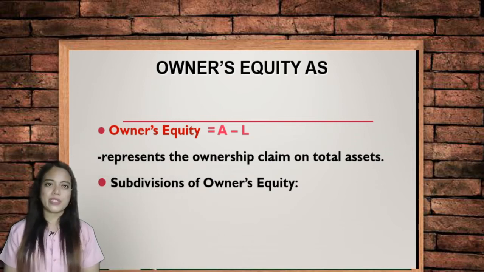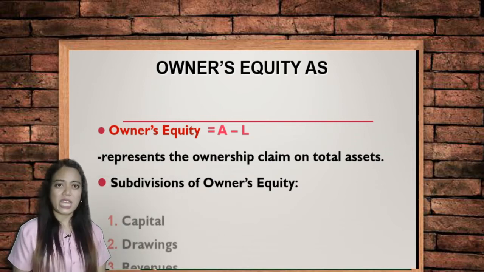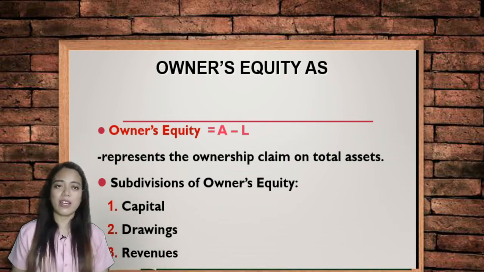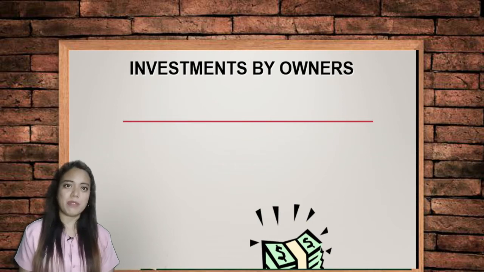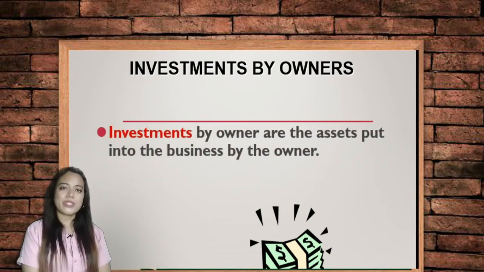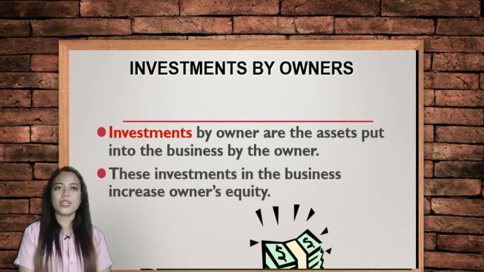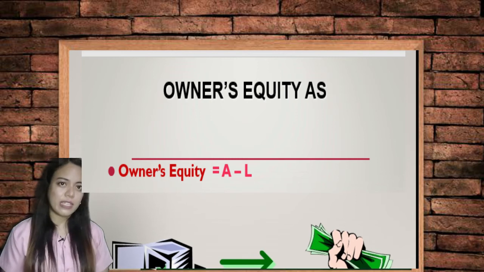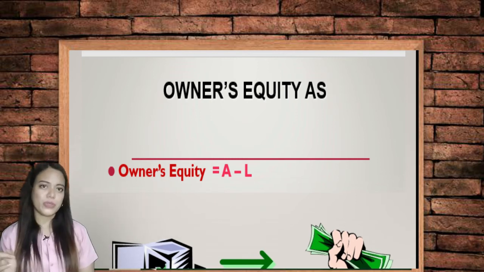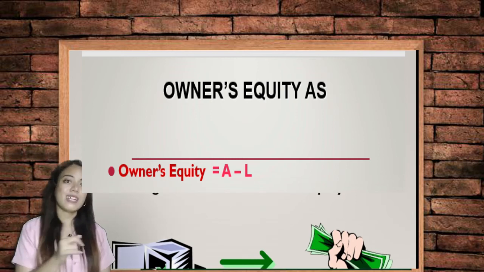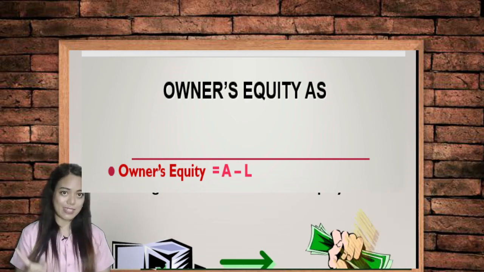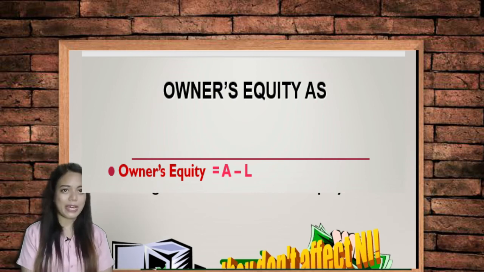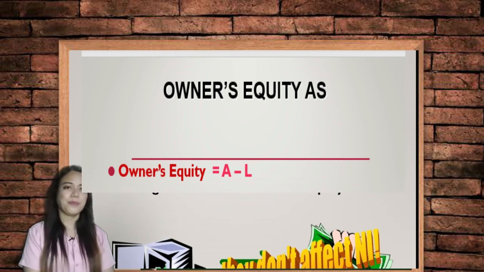Now, owner's equity represents the claim of the owner against the assets of the business. You can get the amount of the owner's equity by deducting the liabilities from the assets. So that is owner's equity equals assets minus liabilities.